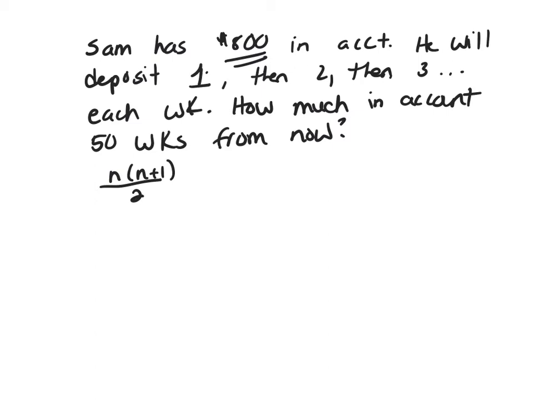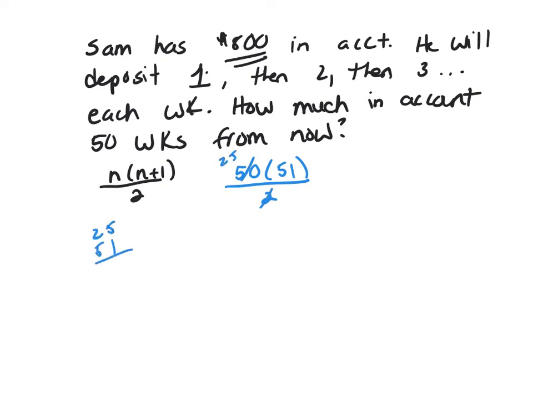So we want to do 50 times 50 plus 1, which is 51, divided by 2. And what that formula gives you, once again, is the sum of 1, 2, 3, 4, 5, 6, all the way up to 50. All right, so 2 will go into 50 25 times.